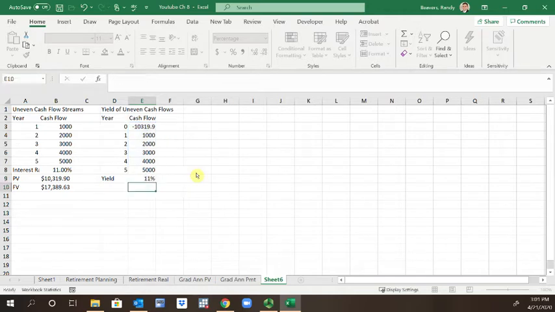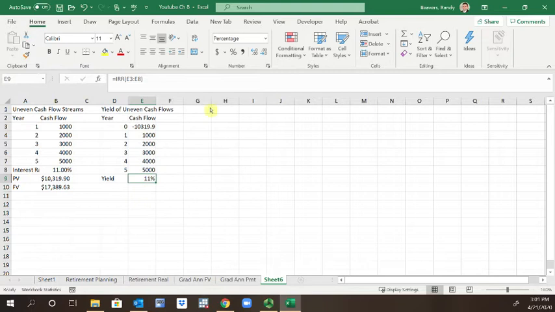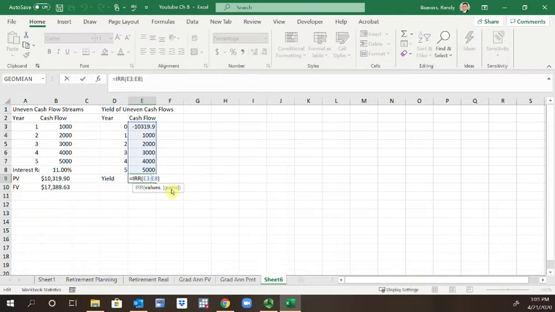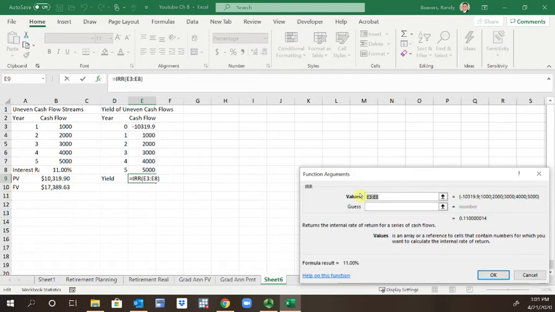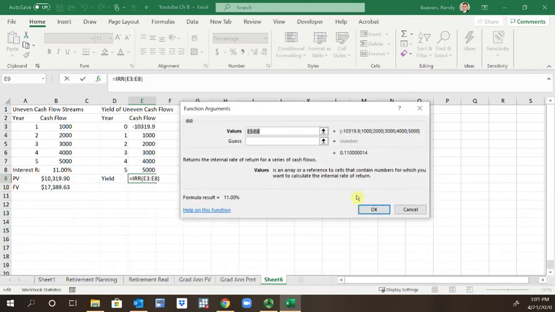So I'll hit enter here, and that's 11%, and send that out 2 decimal places so it exactly matches up what we did earlier. Also note that there's an optional argument for guess. That would be for those projects that are not normal, but you can leave that alone for now. And note that it assumes 10% if omitted.